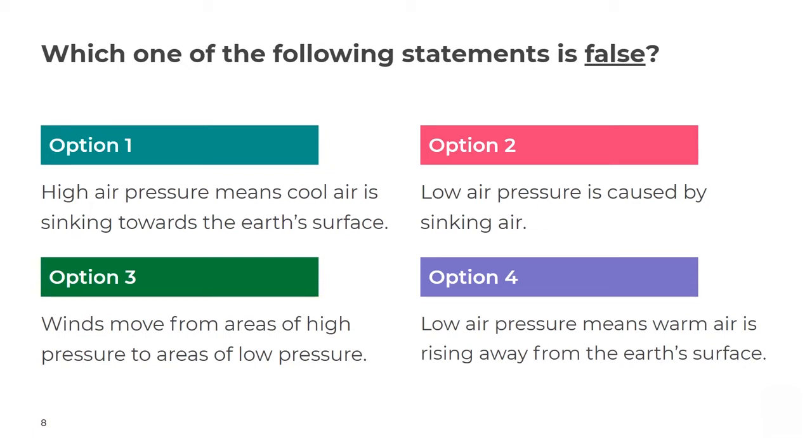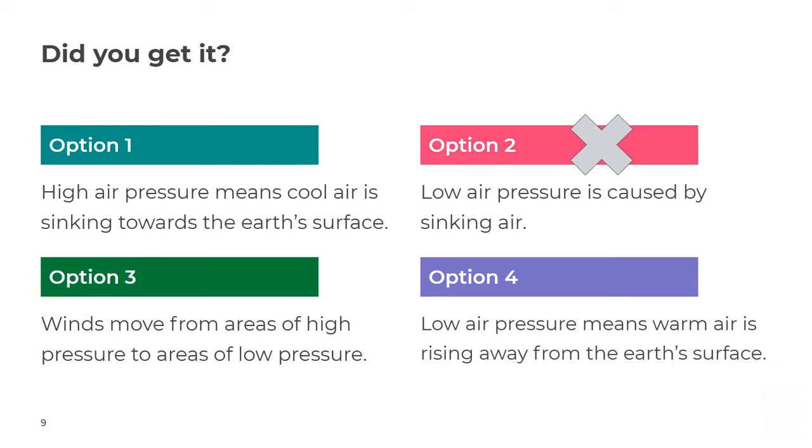So let's have a look at the answer. Option 2 is the false statement. Low air pressure is caused by sinking air is not true. Low air pressure is actually caused by rising air. If air is sinking, high pressure is occurring.